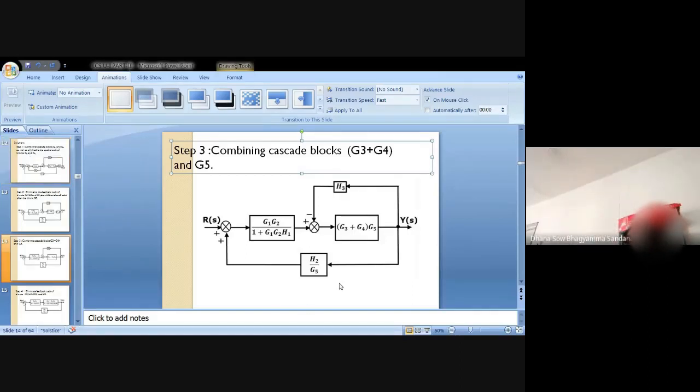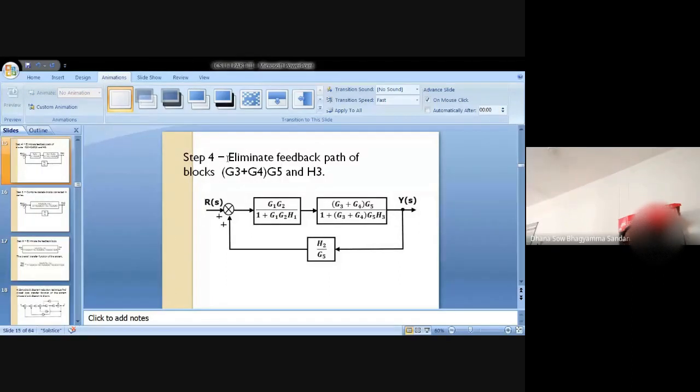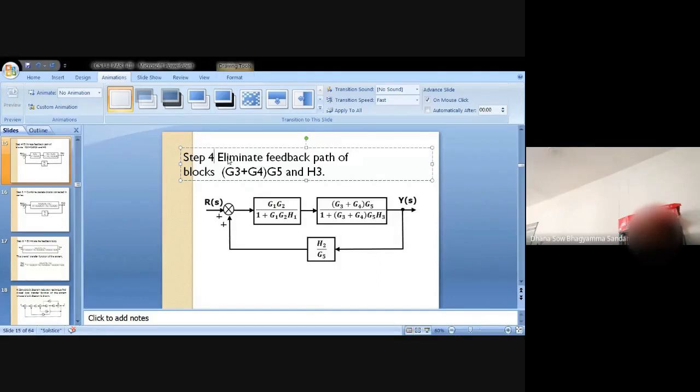Okay, next I'm changing the slide. Step number 4, eliminating the feedback path. Eliminate the feedback path and you will get this. The next step, step number 5, is combining the cascade blocks. Draw this.